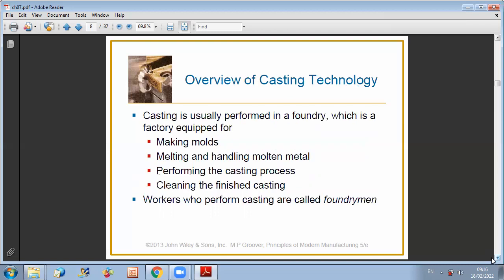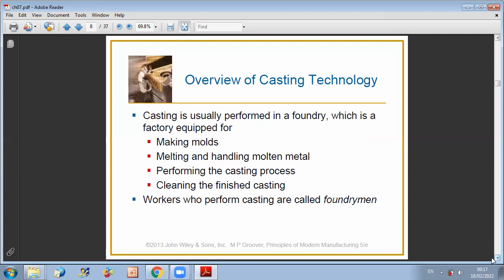Now, casting is usually performed in a foundry, which is a factory equipped with furnaces. It should be able to make molds. So the first step will be to create the mold that will allow us to do the casting process. Then we should melt and handle the molten metal. Third, we should perform the casting process. And finally, we have the cleaning of the finished casting.